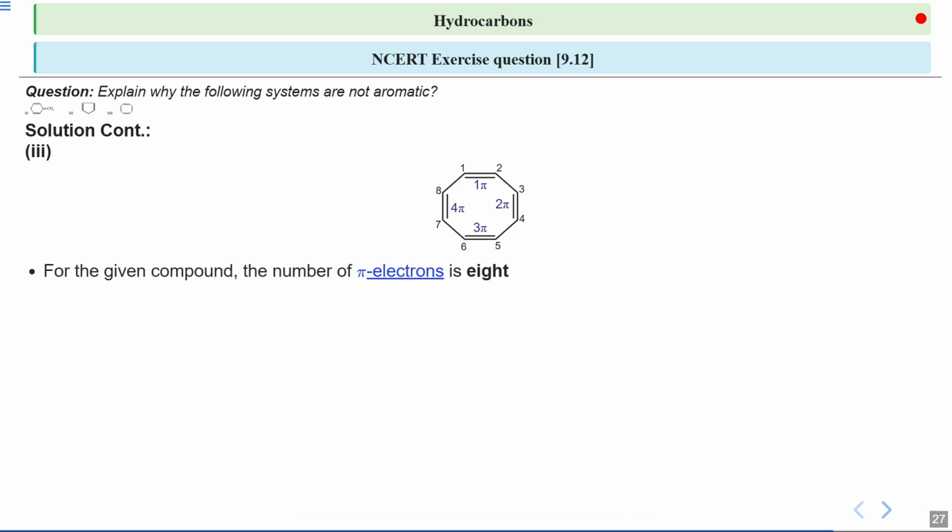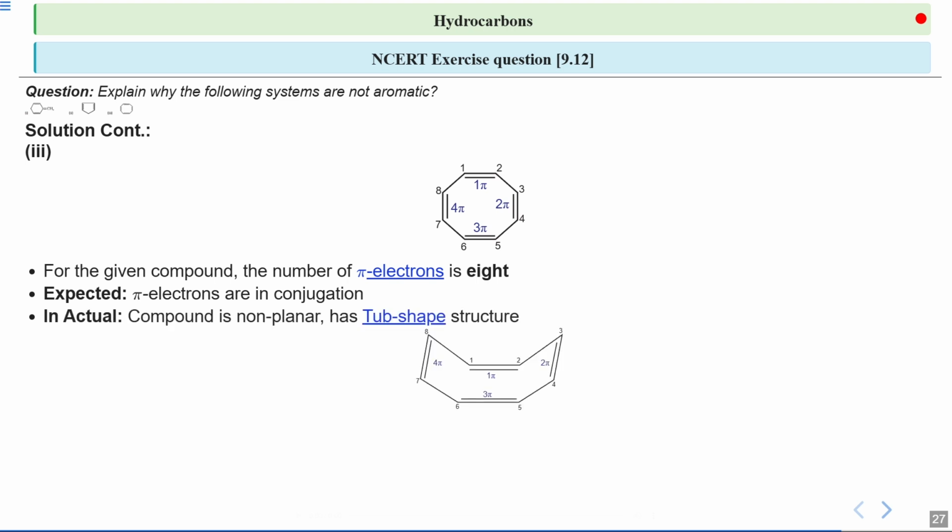For the given compound, the number of pi electrons is 8. Now, the pi electrons are expected to be in conjugation, right? So this is true. If you look at the structure, there is a conjugation possible due to alternate double and single bonds. But in actual, the compound is non-planar in nature. It has a tub-shaped structure. This is given here in the lower part.